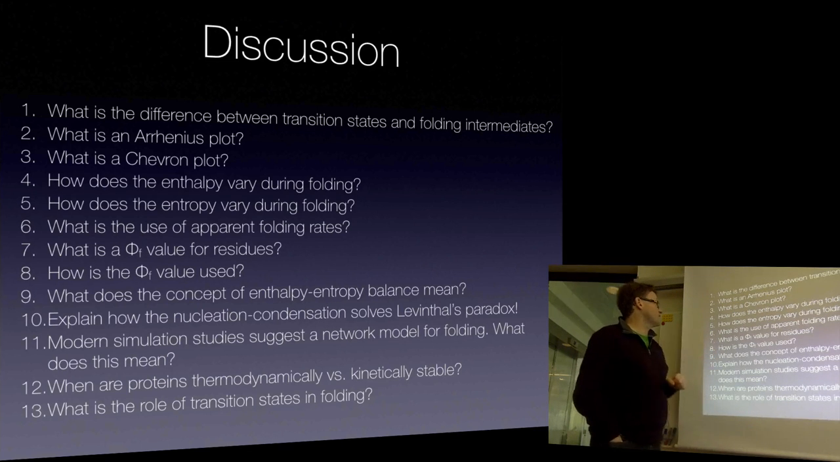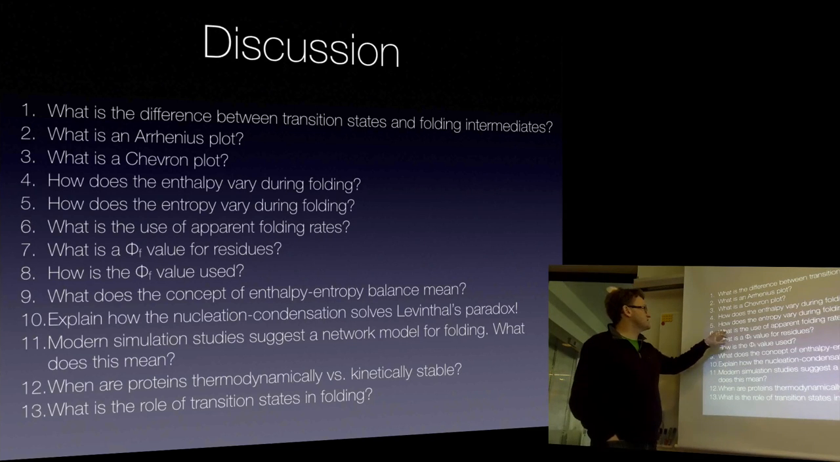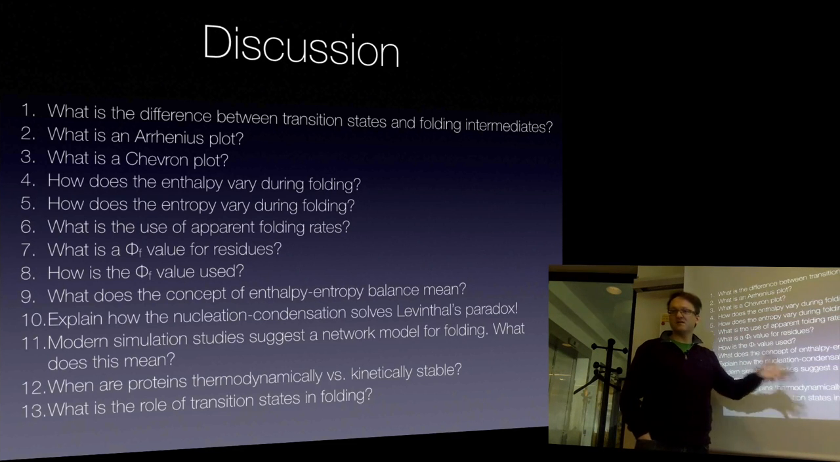What is the use of apparent folding rates then with the chevron plots? So the apparent folding rate is what you can actually measure, because folding and unfolding are happening all the time, because it's an equilibrium. Yes, and in particular, as we're going to see from the next question, they're easy to measure and they make it possible to study stability in practice.